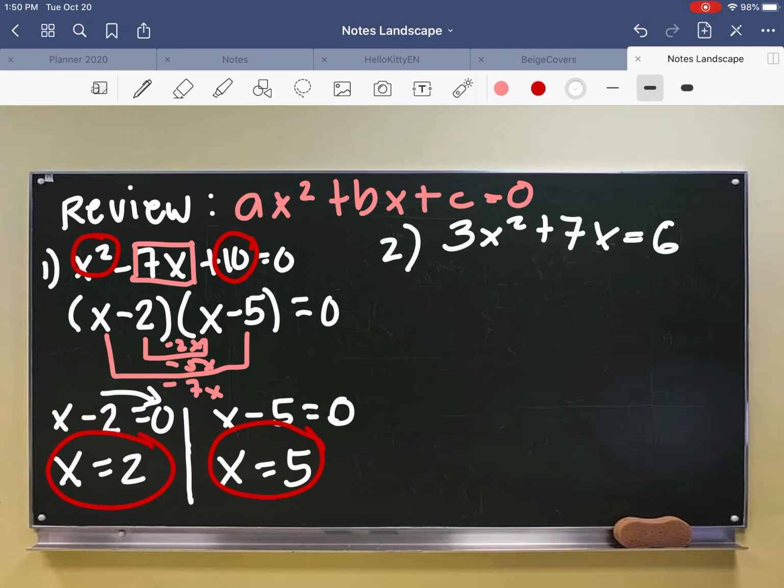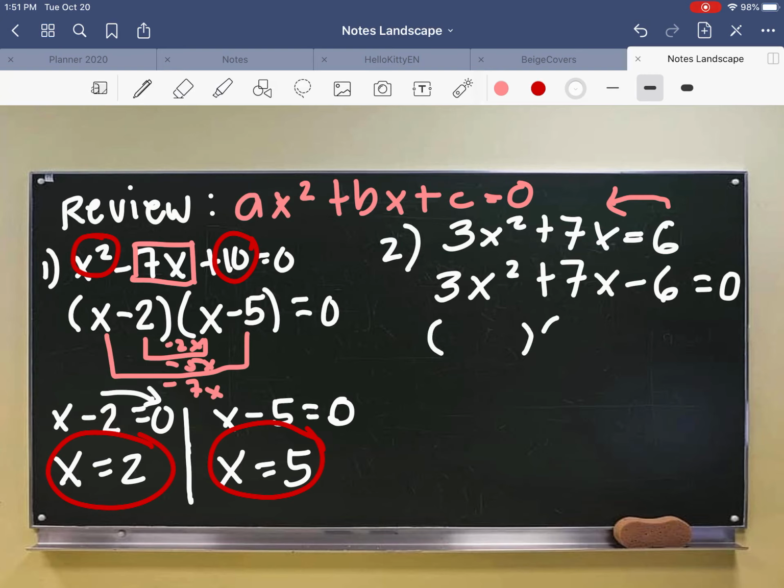Okay. Now, number 2, we have 3x squared plus 7x equals 6. This time, the given is not in the standard form. Okay, anong gagawin natin? Itong 6, i-move natin sa left para maging 0 yung right side. So, we have 3x squared plus 7x. Now, yung 6 dito sa kanan, positive. Pag nilipat natin sa kaliwa, dahil tumawid siya sa equal sign, it would be minus 6 equals 0. And then we do the same. Since it's already in the standard form.